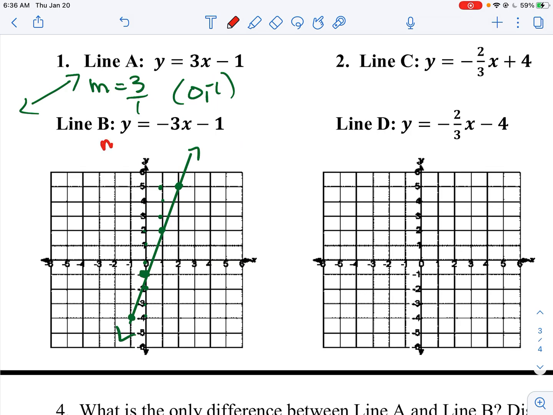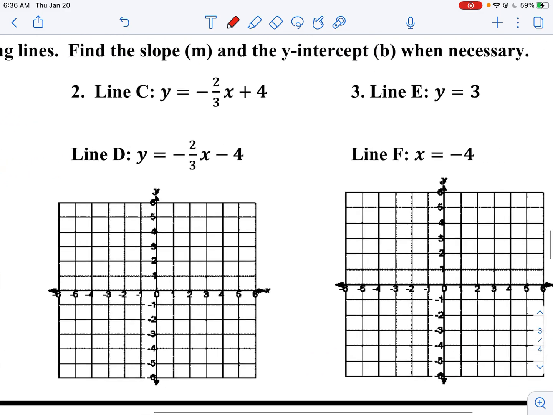Then this line, the slope is negative 3. So it's the same thing except for it's in the negative direction. So if I was to start at 0, negative 1, and I go up 1, 2, 3, I would go over here. 1, 2, 3, and it was the negative direction. So it's basically the exact same line, except for it's reflected over the y-axis.